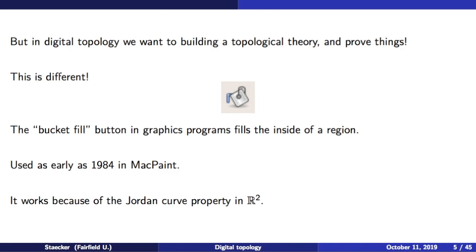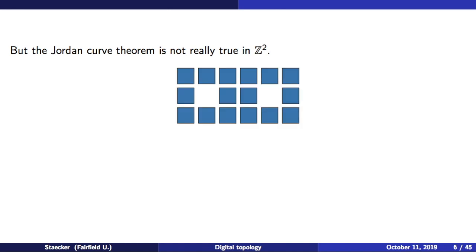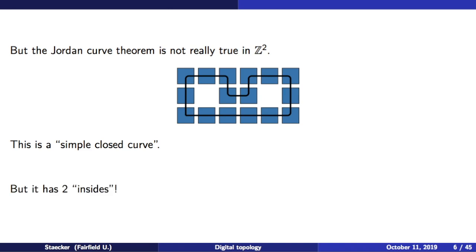But the Jordan curve theorem that I just said is actually not really true in Z2. It is true in R2, but in Z2, here's an example of a set of pixels. If you notice, this right here is a simple closed curve, like in the Jordan curve theorem. It's a loop which does not intersect itself. But you will notice that this does not divide the plane into the inside and the outside. Actually, there are two insides here. So the theorem is not even true, which makes the bucket work. So how does the bucket work? Well, it just works. It's a silly question. This region has two insides.